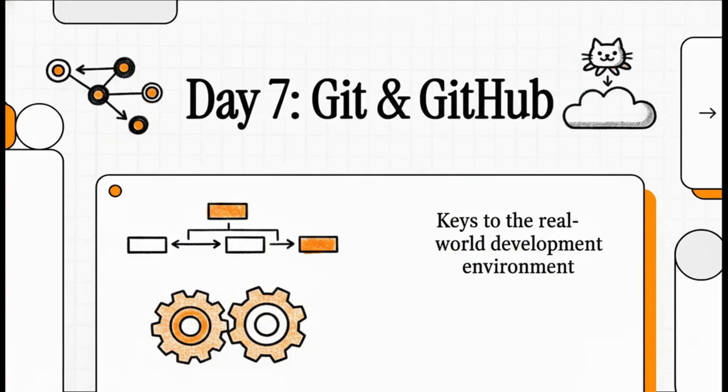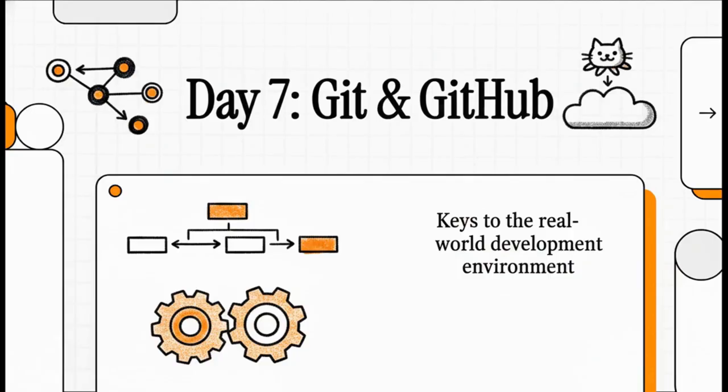Welcome back. So today we're diving into this explainer for day 7 of the syllabus, which is all about Git and GitHub. And honestly, this is a huge milestone. It's the day you basically get handed the keys to the real-world development environment. Up until now, you've probably just been working on your own, running code in your own little isolated bubble.